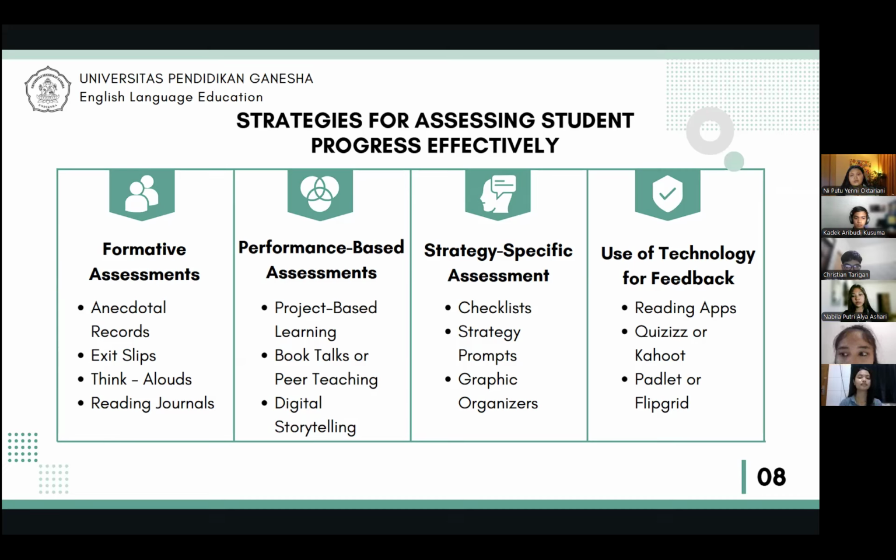Technology gives quick and personal feedback and helps us track student reading progress easily. Some helpful tools are reading apps like Read Theory or Epic, which adjust to each student's level and give comprehension quizzes. The second one is quizzes or Kahoot. This technology makes reading checks more fun and gives instant results. And the last one is Padlet or Flipgrid. This technology lets students share their understanding in creative ways like video response or online discussion.